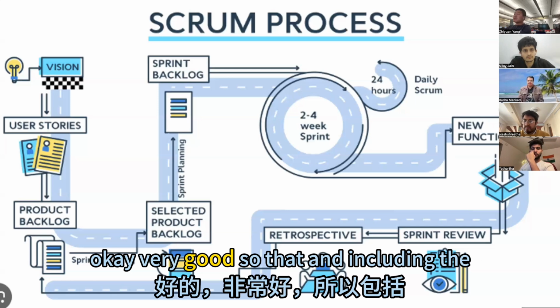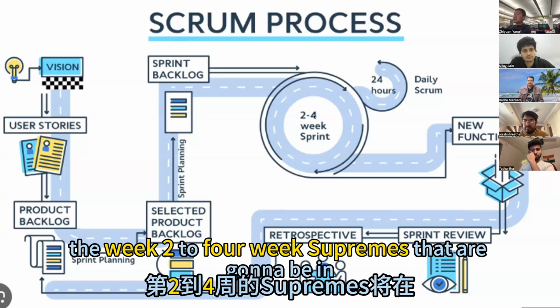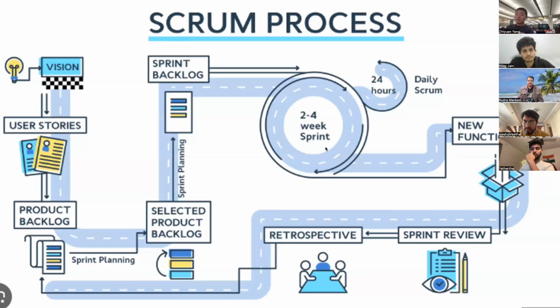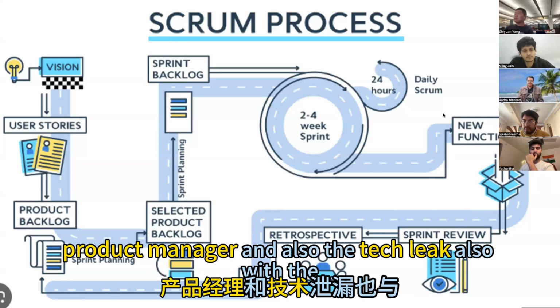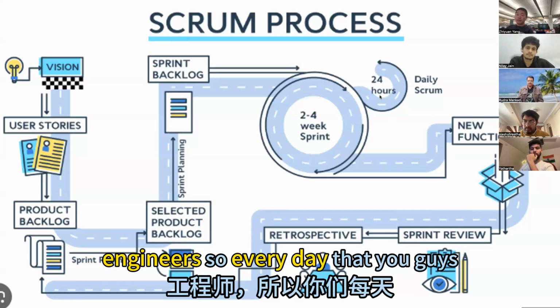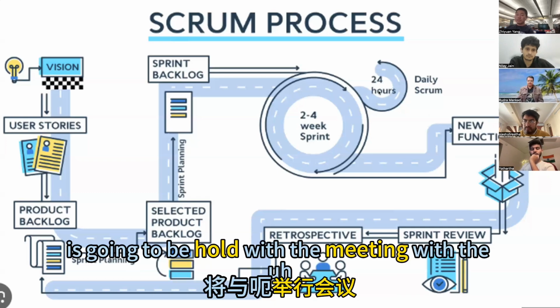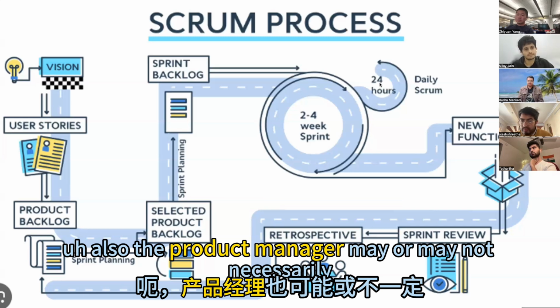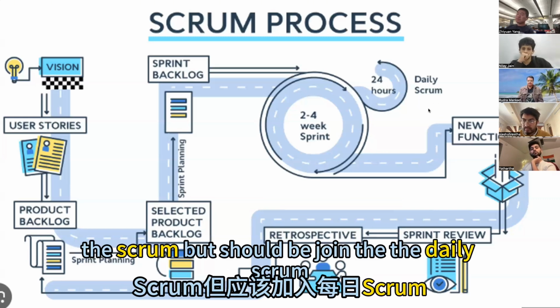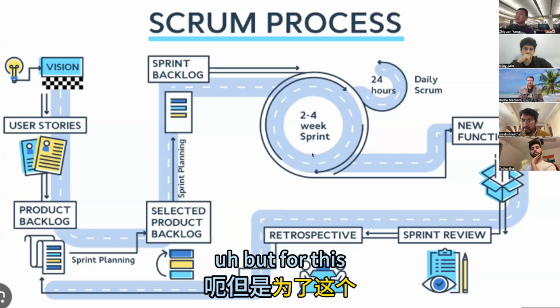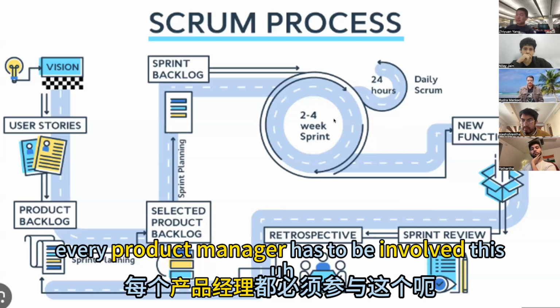Okay, very good. That includes the two to four week sprints, involving the product manager, the tech lead, and the engineers. Every day you will hold a meeting with the tech lead. The product manager may or may not necessarily have to join the Scrum, but should join the daily Scrum. For this, every product manager has to be involved.